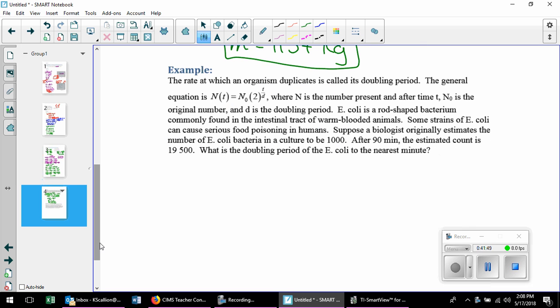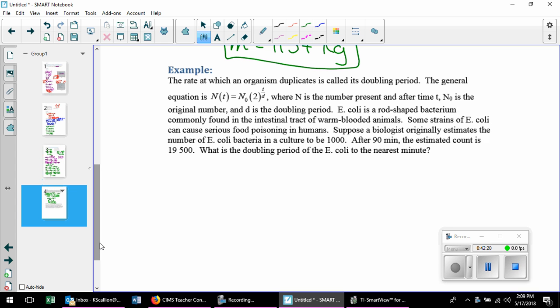A lot of words. Okay. The rate at which an organism duplicates is called the doubling period. So this is opposite to our half-life, the doubling. Original number is doubled over the period D. E. coli is a rod-shaped bacterium commonly found in the intestinal tract of warm-blooded animals. That's us. Some strains of E. coli can cause serious food poisoning in humans.